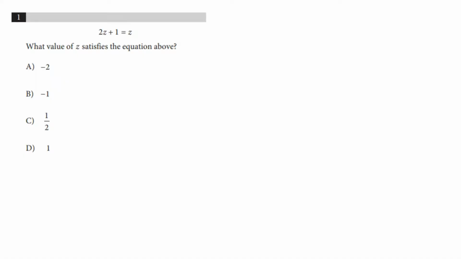Okay, so problem 1. What value of z follows the equation above? So the equation we have is 2z plus 1 is equal to z. This is a fairly simple linear equation. So the first thing we want to do is subtract z from both sides. I like to do that first because moving the variables, in my opinion, is the easiest thing to do first, unless you have another constant that you can easily cancel out.